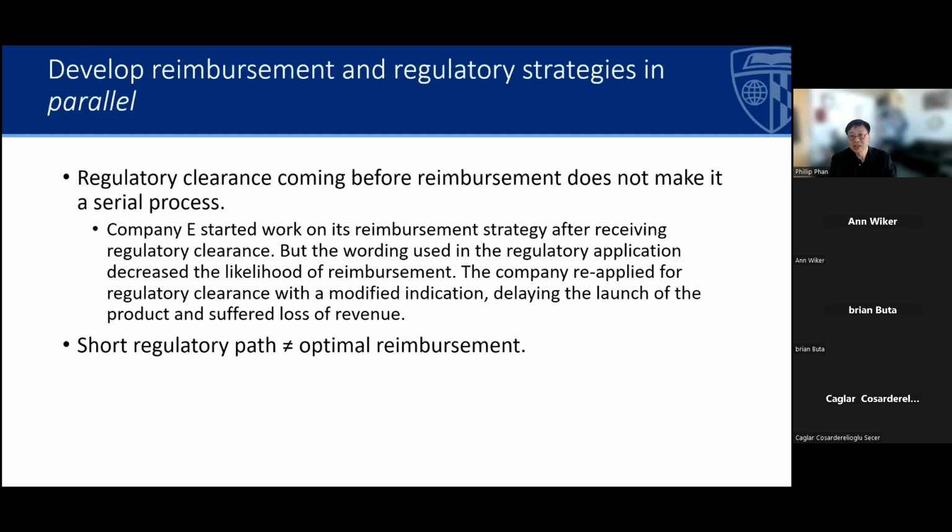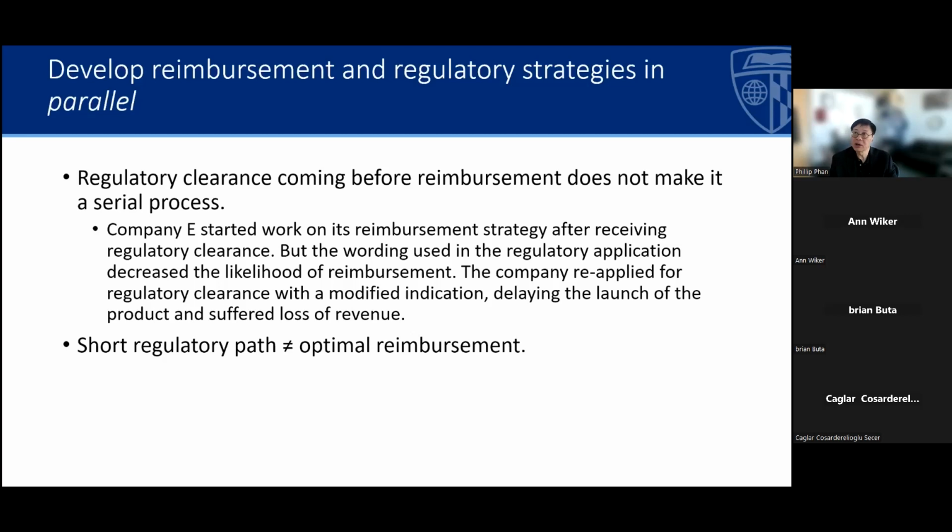Okay, so there's another example of a company that started work on its reimbursement strategy after receiving regulatory clearance, right? The problem was that the wording used in the regulatory application decreased the likelihood of reimbursement. What does that mean? That means that the regulatory application had a series of clinical claims which met regulatory standards, but they were too narrow, right? And so something could be regulatorily approved, but not reimbursed because those claims were too narrow or didn't quite fit the coverage language.